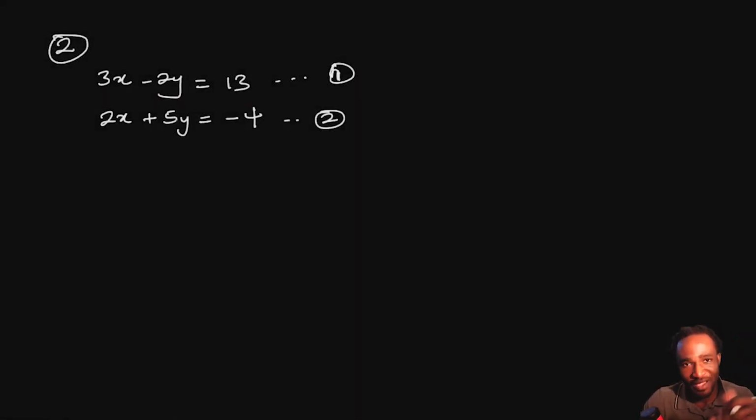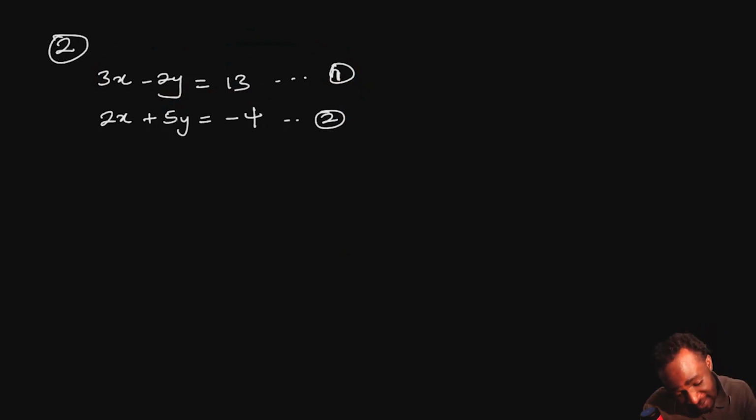So we have two equations over here, and we are supposed to solve these equations simultaneously and verify our result at the end using the substitution method. How do you do this? Like I said, you select one equation. I'm going to take equation 1 and make one of the variables the subject.